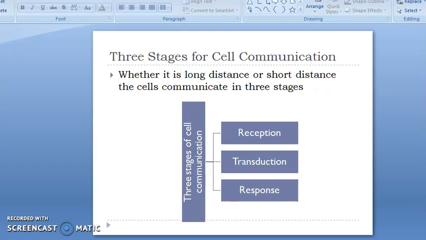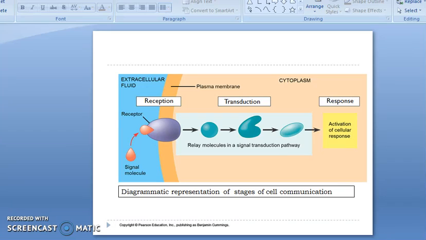And coming to the second half of this topic, that is the three stages for cell communication, we identified three. The first one is the reception, the second one is the transduction, and the third one is the response. Whether it is a long distance or a short distance, the cell always tries to communicate using these three stages. This particular slide gives you the diagrammatic representation of the stages of cell communication. All the three stages are shown in this slide.